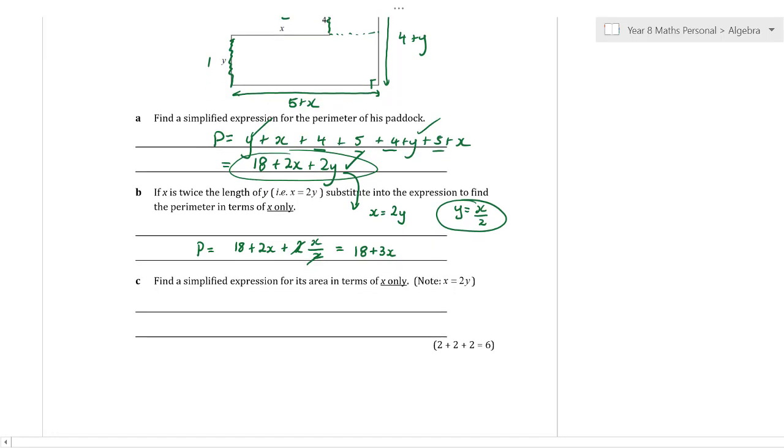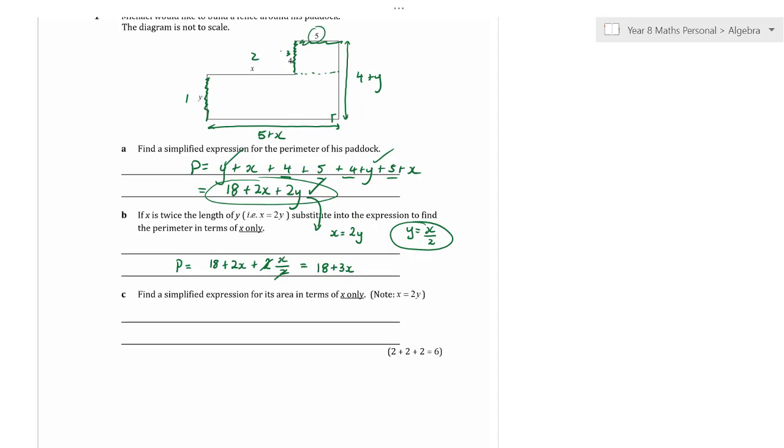And finally, find a simplified version for its area in terms of x only. Well, as you notice over here, we could do this a number of ways. If I was to do the area, I can basically get the area of this, and I can get the area of this, like so. I could combine them together. So I've basically got two rectangles, okay? So this, first of all, is a little bit tricky.